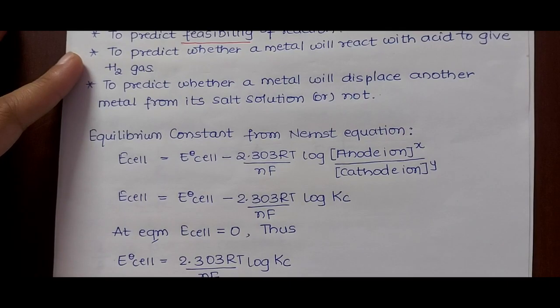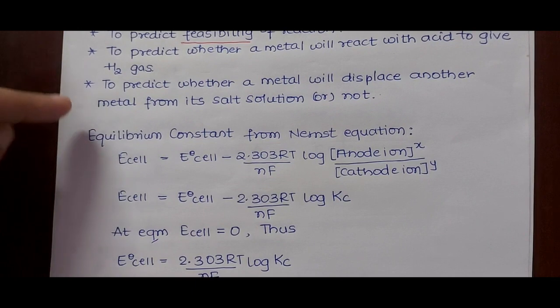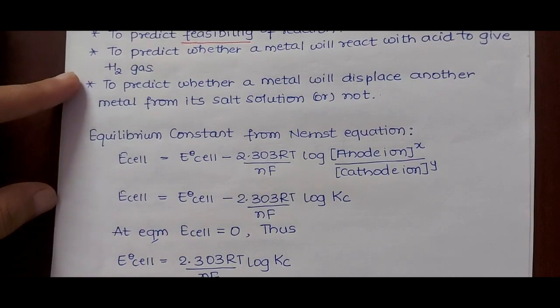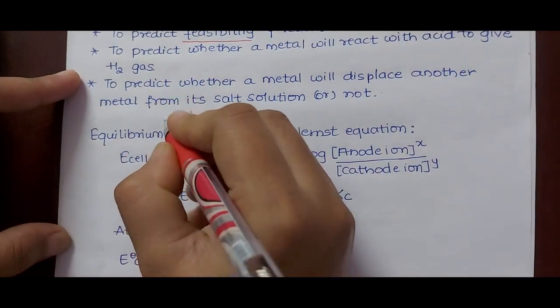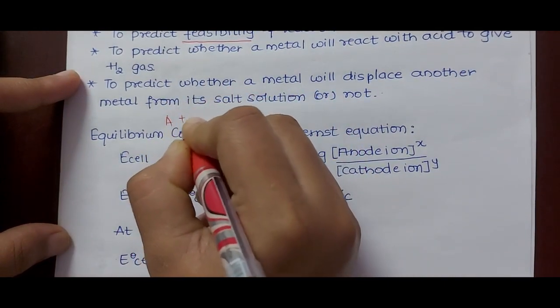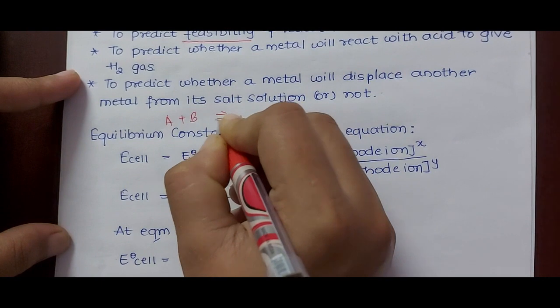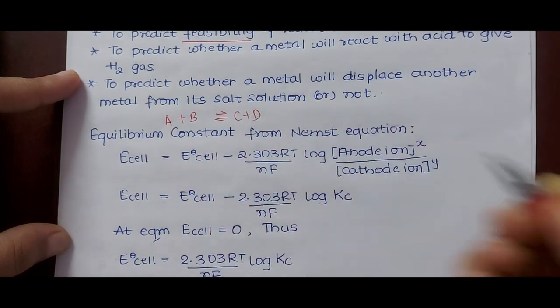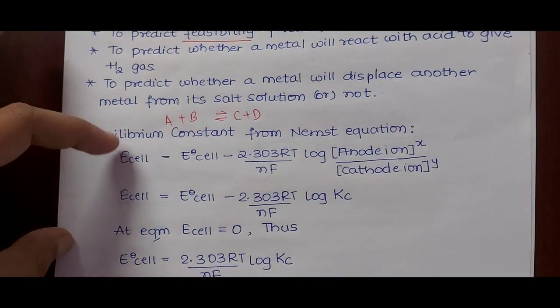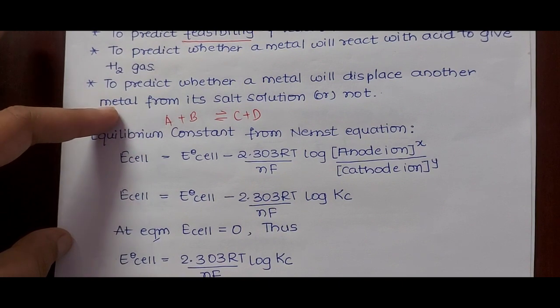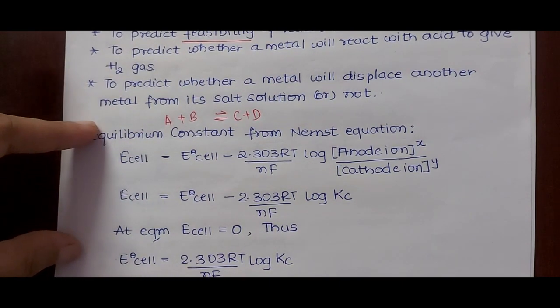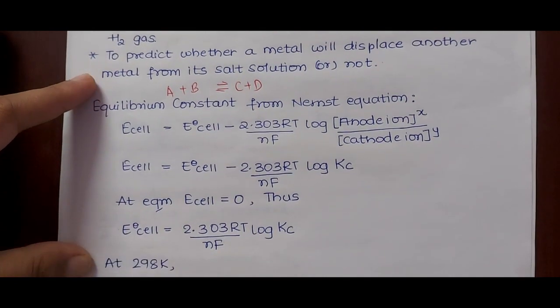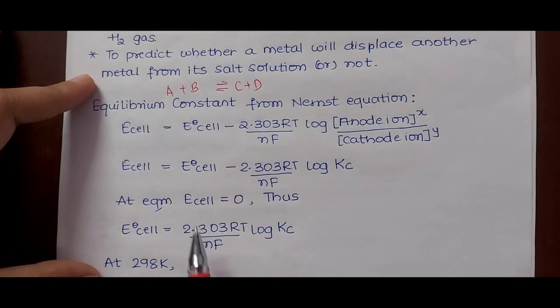Next, if we consider the equilibrium constant from the Nernst equation. If any reaction is at equilibrium, say a reaction of the kind A + B is at equilibrium with C + D, how can we find out the equilibrium constant Kc? By comparing it with the E0 cell. For this we use the Nernst equation. If any reaction is at equilibrium, the cell potential also becomes equal to 0.